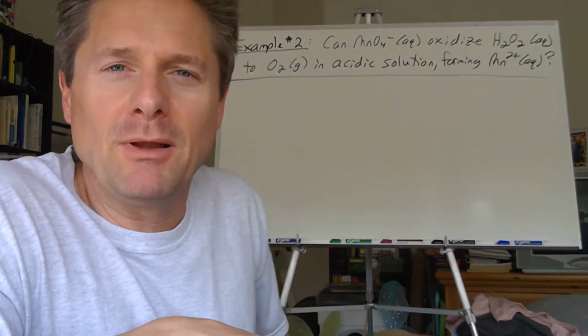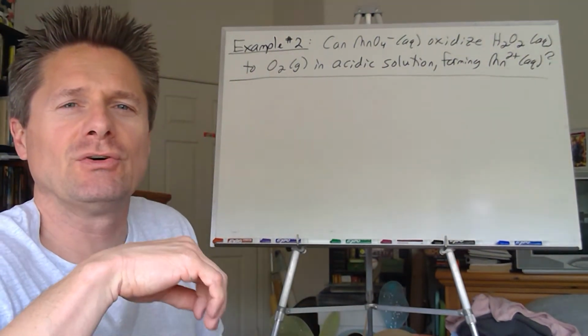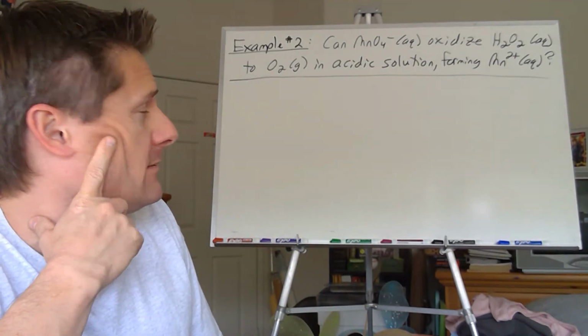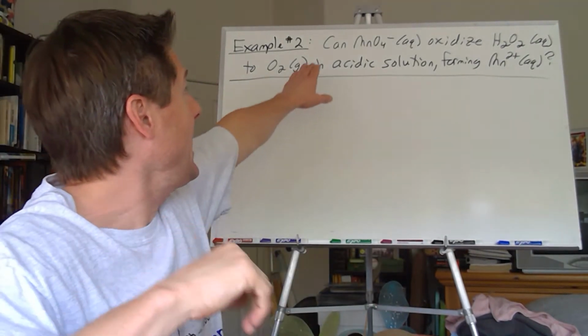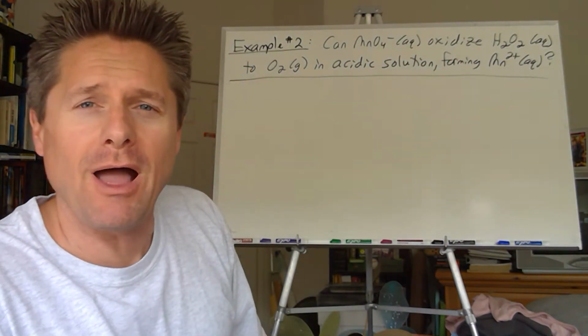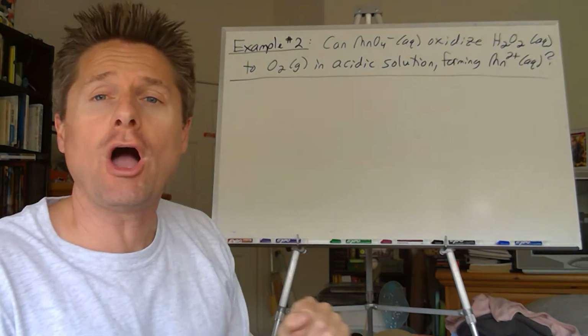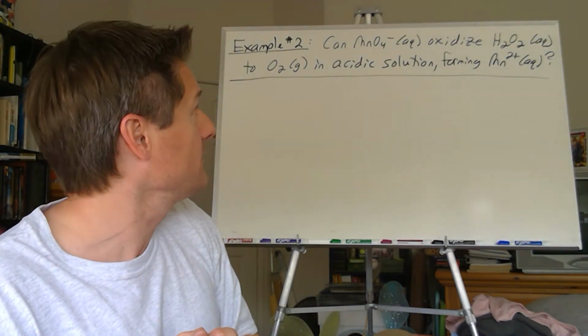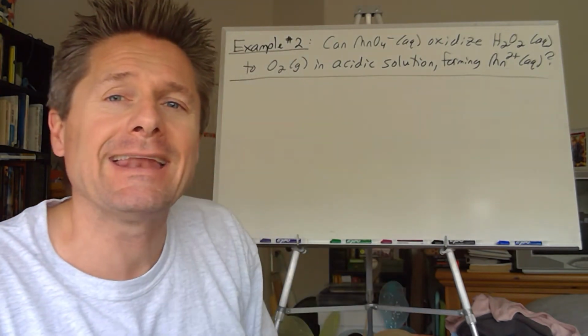All right, problem number 2. Can the permanganate ion in aqueous solution oxidize hydrogen peroxide into diatomic oxygen gas in acidic solution? That makes a big difference. Forming the manganese 2 ion.